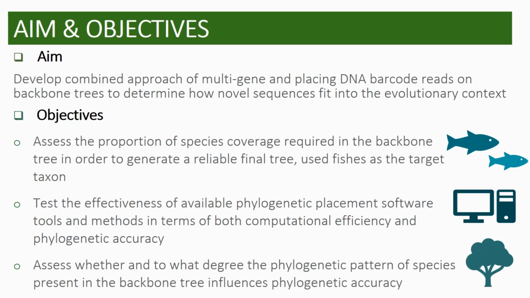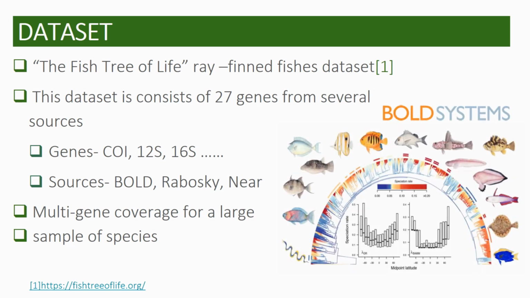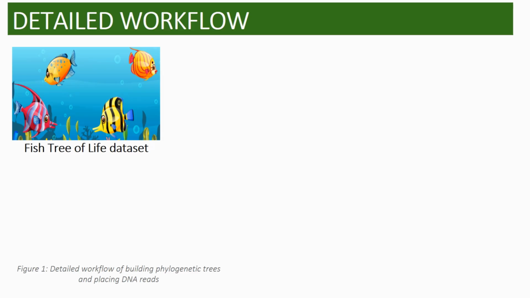The goal of this research is to develop a combined approach of multigene and placing DNA barcode reads on backbone trees to determine how novel sequences fit into the evolutionary context. In this study, I have used the History of Life dataset as it consists of 27 genes from several sources like BOLD, Rabosky, and Neal. Moving on to the detailed workflow.